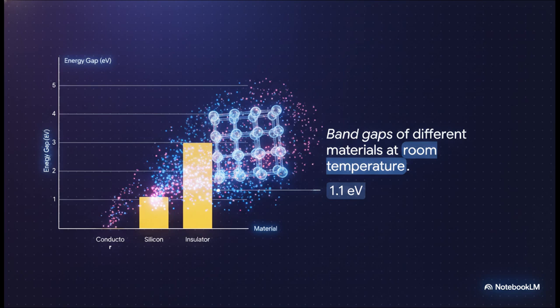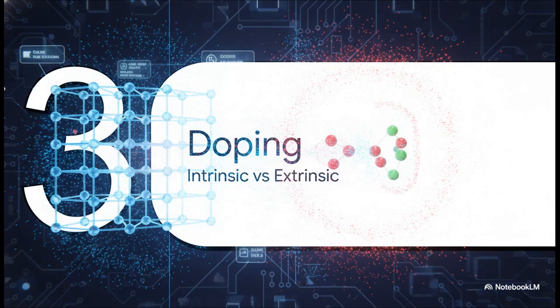Let's put some hard numbers to this. Take silicon, for example, which is basically the undisputed king of the semiconductor world. Pure intrinsic silicon has a band gap of exactly 1.1 electron volts at room temperature. And this isn't just a random number. It is the absolute perfect engineering sweet spot. It means silicon acts like a stubborn insulator at absolute zero, but at room temperature it conducts just enough to be manipulated by us.